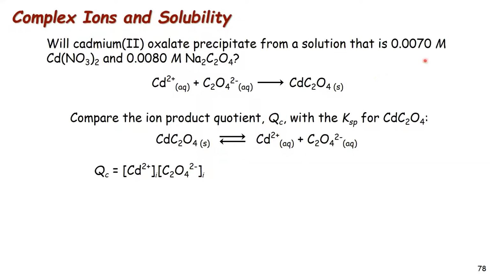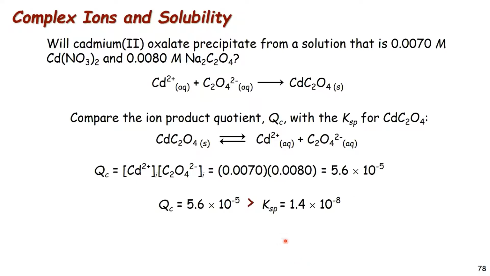So our cadmium was 0.007 and our oxalate was 0.008. That means the Q value is 5.6 times 10 to the negative 5. You'll need to look up the KSP for cadmium 2 oxalate, which is 1.4 times 10 to the negative 8. So I can see that the Q value is greater than the KSP.